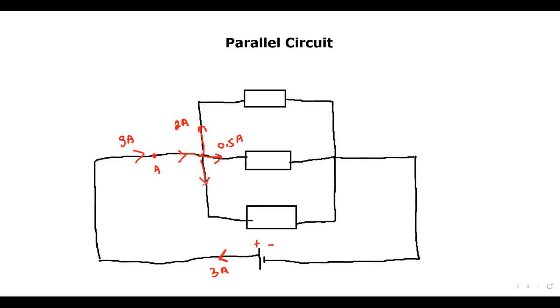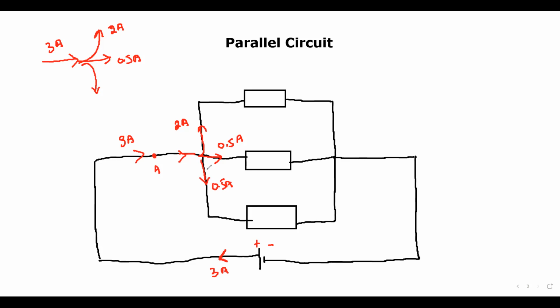How much current will flow in the lower branch? The total sum should be 3, because if 3 ampere is entering, the 3 ampere should leave. So if 2 ampere is going up and 0.5 ampere is going in the central branch, how much current will flow in the lower branch? It will be the remaining. 2 plus 0.5 makes 2.5. So how much current is left? This will be 0.5, because the total 3 ampere of the current is divided into 2 ampere, 0.5 ampere and 0.5 ampere.